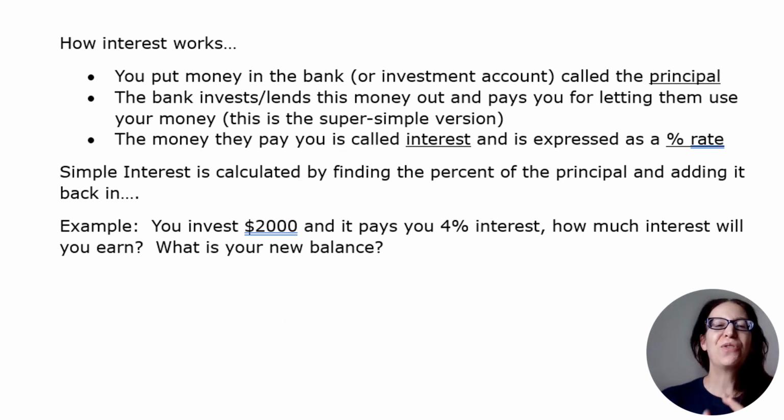Okay, so you put money in the bank or some kind of investment account, and hopefully at this point when you're in high school, you have a bank account that you could draw money from or put money in as you are working. Now, that money is called the principal. It's the initial amount of money that you invest. In a lot of problems, it is represented by P.